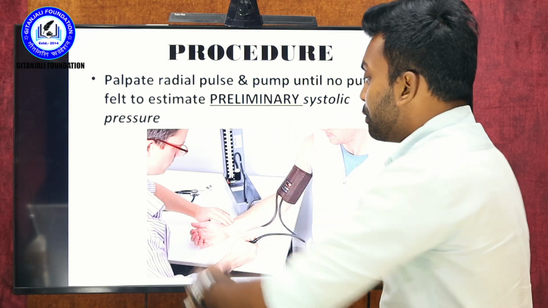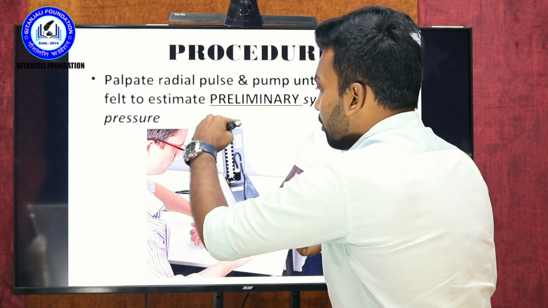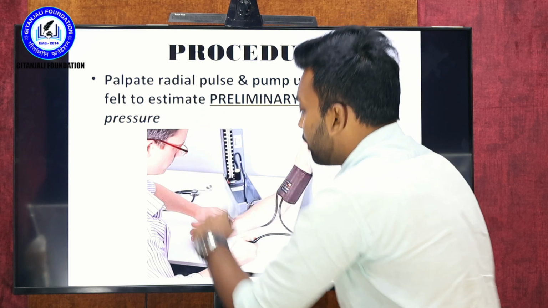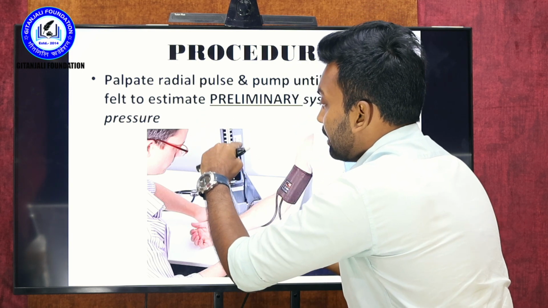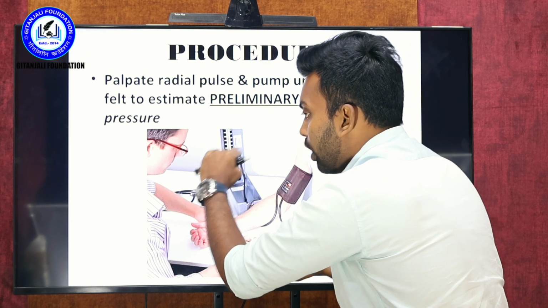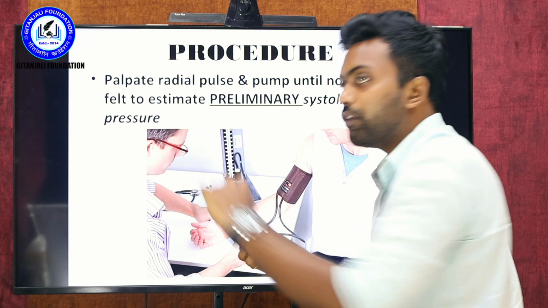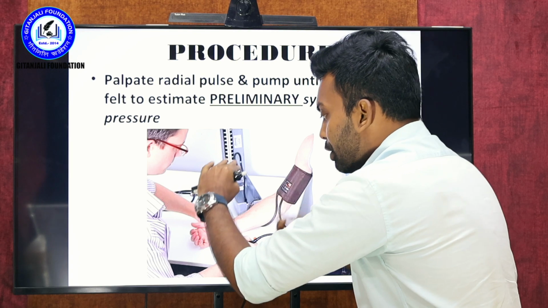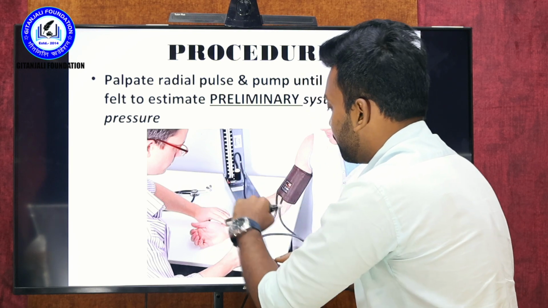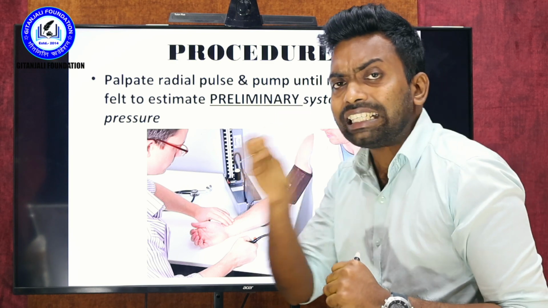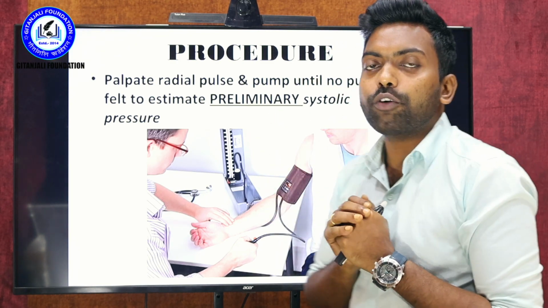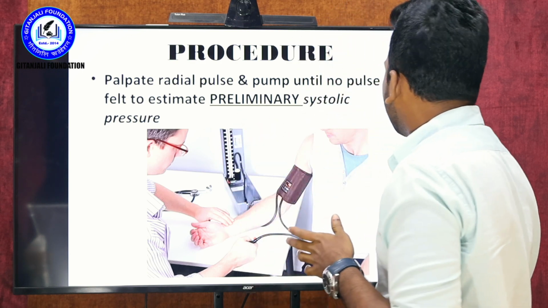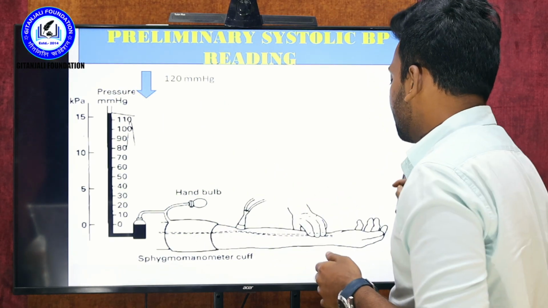One more time I'm telling you, just pump it. At the top level, when you're not feeling pulsation here, stop to pump. Then slowly you can relieve, and at one level it will come down, and at one level you will feel the strong pulse, and that you can note down, that is called a systolic pressure. And continuously you can slowly remove the air from the cuff, then it will show disappearing of the pulsation, that you can note down for the diastolic. Yes, this is the exact procedure, you will get accurate data measuring this blood pressure.